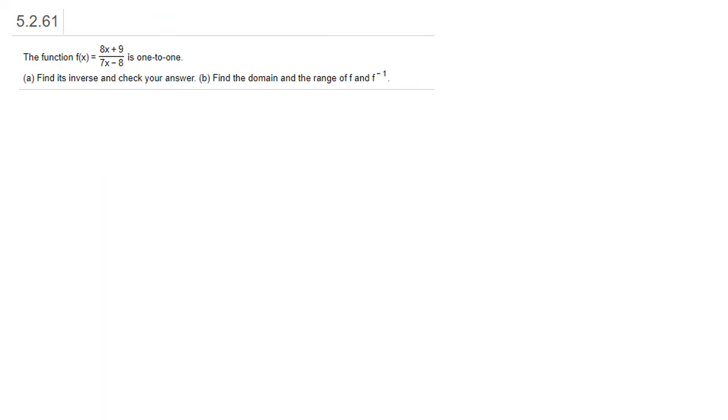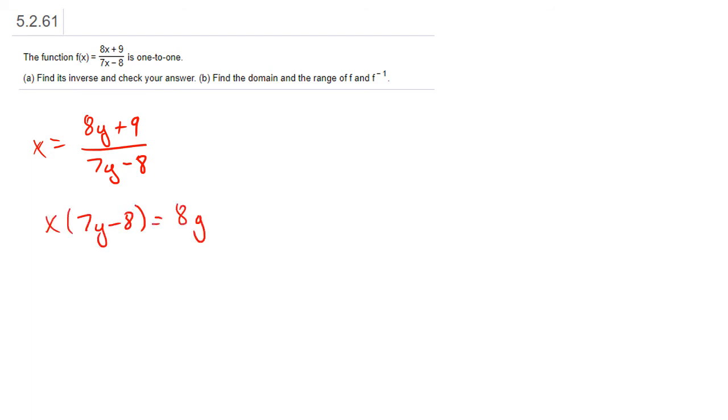Same as before. All right. So we swap the role of x and y to find an inverse, and we end up with x equal to (8y plus 9) over (7y minus 8). Cross multiplying, or multiplying both sides by 7y minus 8, is going to give us this. And our goal is now to solve for y. I apologize.